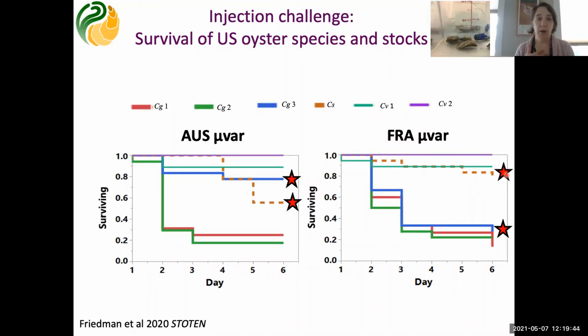Now, what you all are probably interested in are the Crassostrea virginica. And what we found was that CV2 had high survival, no losses, and CV1 had about 10% losses to both microvars.